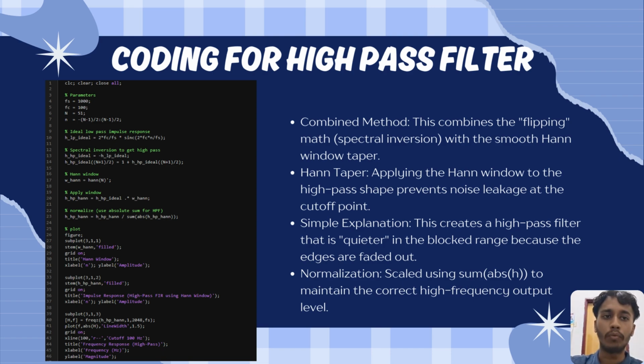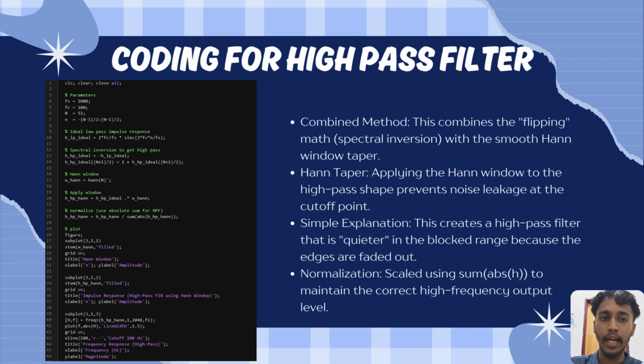Now we move on to the code for our high-pass filter. This follows the same smooth approach as before, but with a clever mathematical twist. First, spectral inversion. We use the HHP ideal equals negative HLP ideal command. This basically takes our low-pass filter and flips it upside down.